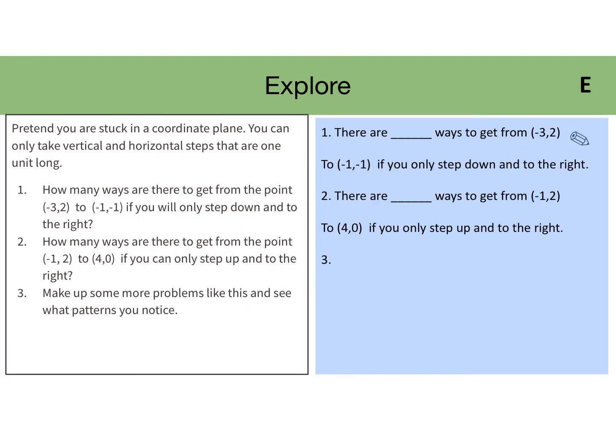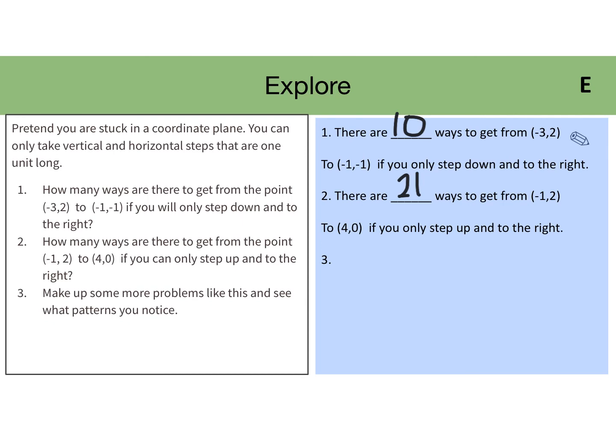This portion of the Explore asks students to pretend that they're stuck in a coordinate plane and that they could only take vertical and horizontal steps that are 1 unit long. Question 1 asks, how many ways are there to get from the point negative 3 comma 2 to negative 1 comma negative 1 if you will only step down and to the right? So students will have to realize that there are about 10 ways or 10 paths. Question 2, how many ways are there to get from the point negative 1 comma 2 to 4 comma 0 if you can only step up and to the right, and that will create 21 paths.